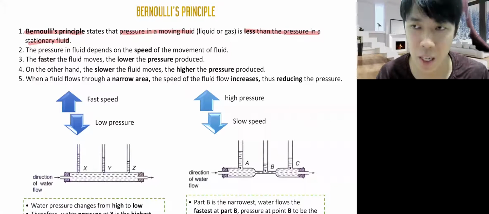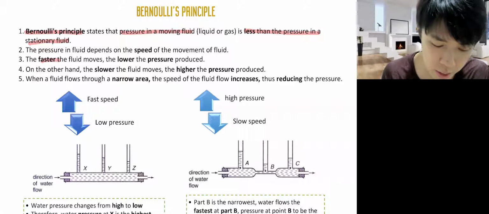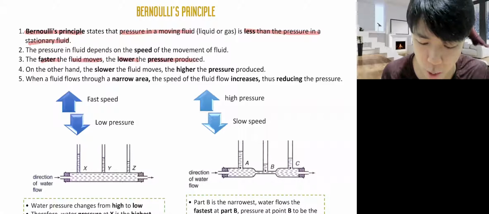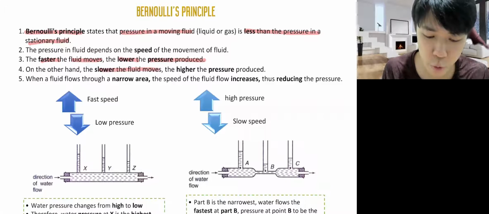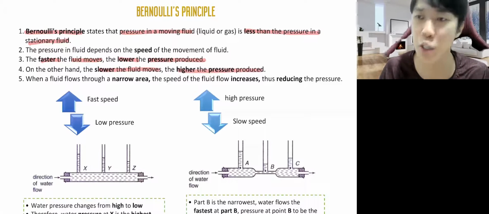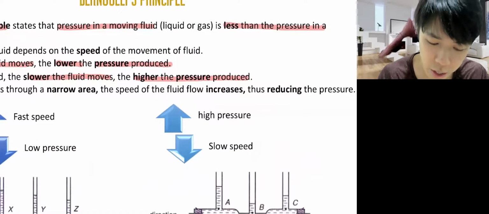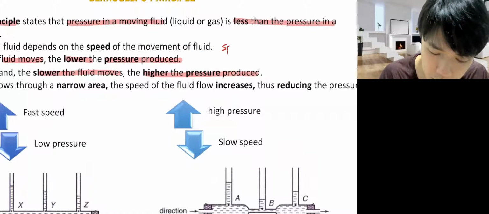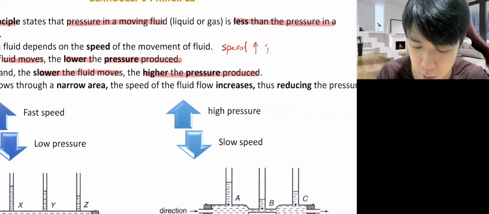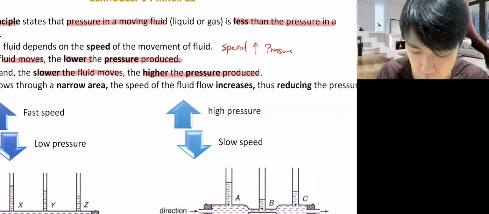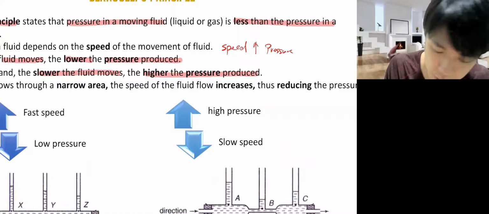Fluid that is moving means high speed, hence low pressure. So the faster the fluid moves, the lower the pressure produced. Okay, vice versa, the slower the fluid moves, the higher the pressure produced. So in conclusion, when we say speed is fast, pressure is low. Okay, so vice versa, the other way around.